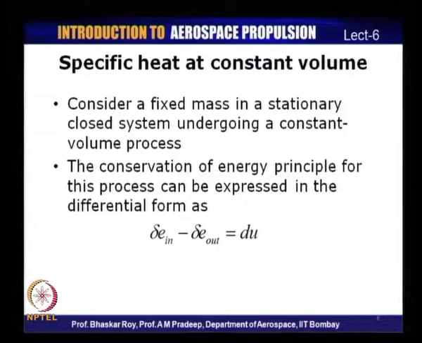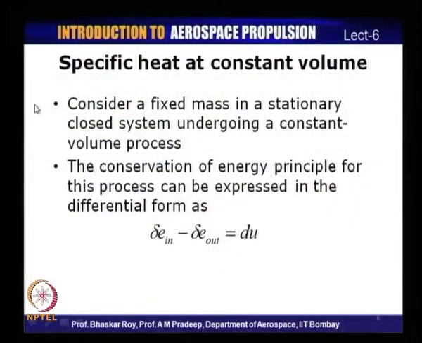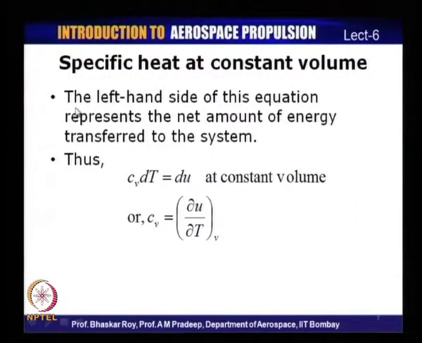As we have seen earlier, for a stationary system, the net change in energy, because it is stationary, will be equal to the change in its internal energy, because kinetic energy and potential energy changes are 0. Therefore, as we had seen in the previous lecture, delta E will be equal to delta u. So, this is the same equation that we have expressed in a slightly different form. Now, let us look at this equation once again. delta E in minus delta E out is equal to d u.